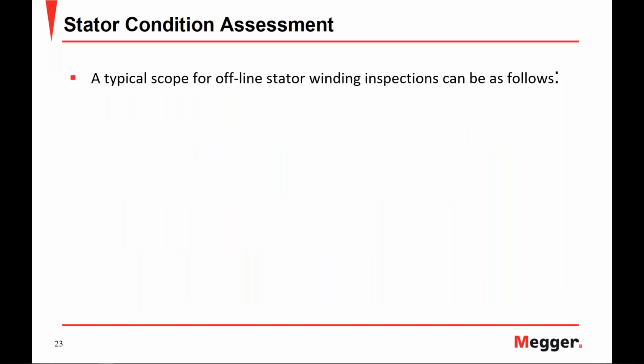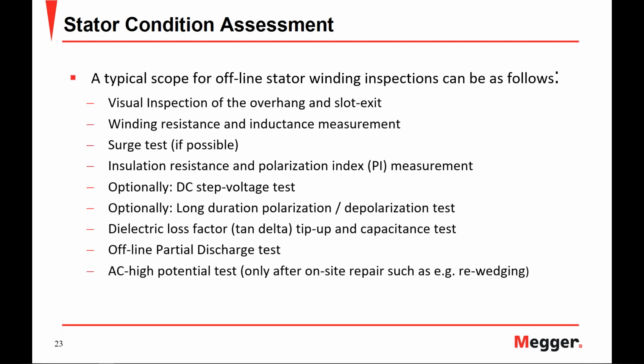Here we have a typical scope that includes offline stator winding inspection. First is a visual inspection of the overhang and slot, and a visual inspection should never be overrated, as partial discharge activity leaves behind residue that can be seen visually, and so a visual inspection is really easy to perform and always offers a lot of benefit. Next would be winding resistance and inductance measurements, followed by a surge test if possible. The surge test may be influenced by the rotor winding, so any deviations in the surge oscillations can be solved by simply turning the rotor.